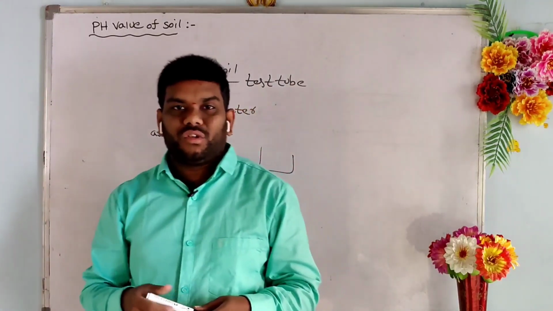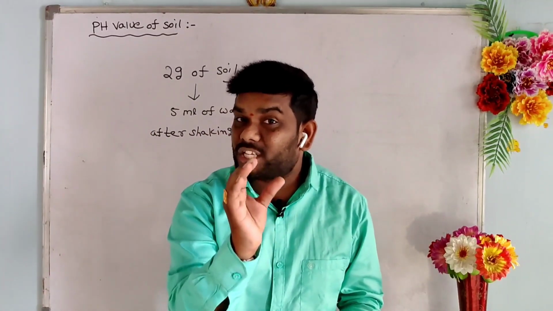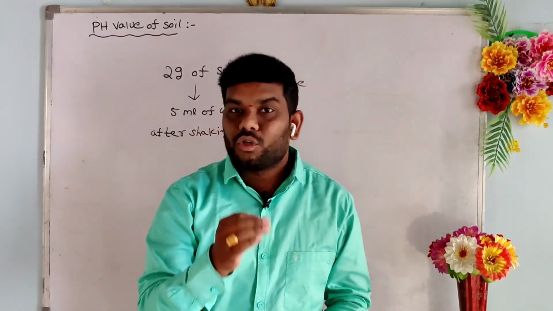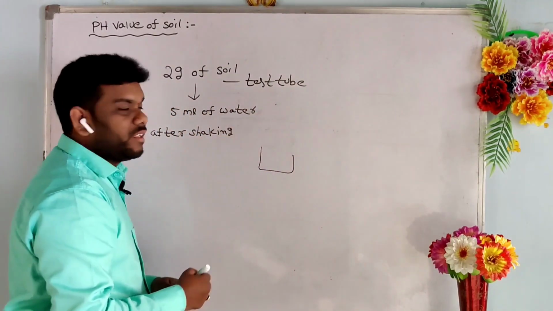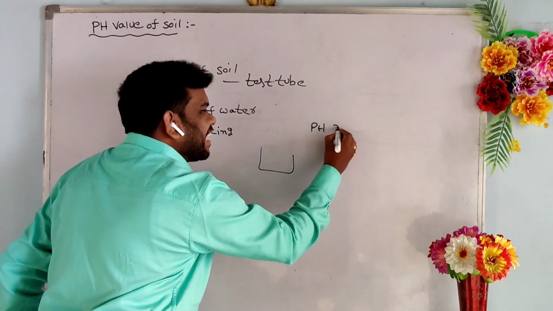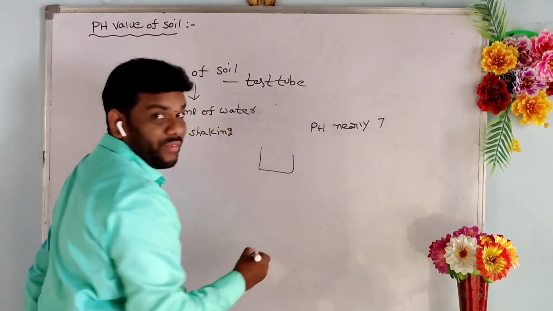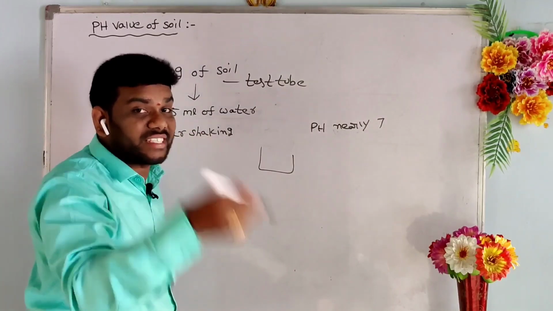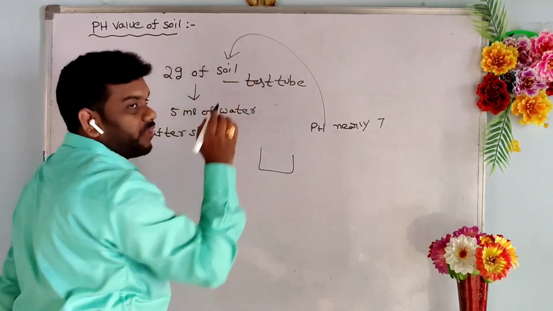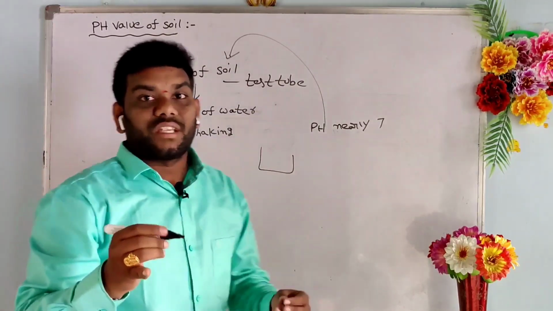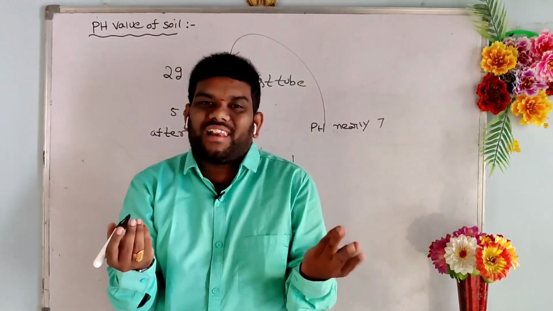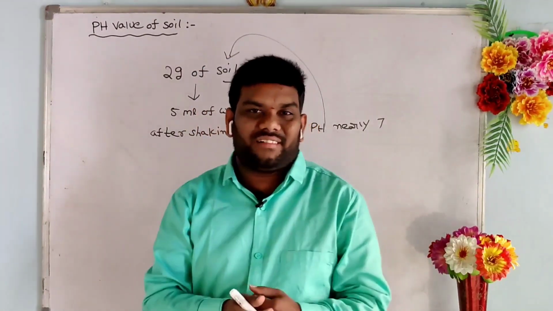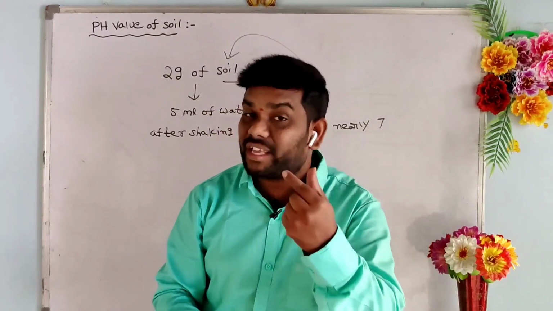How to identify? We test this filtrate of the soil using universal indicator. For example, universal indicator paper is kept into this filtrate of soil, and if the pH value is nearly 7, that soil is very excellent. That's why when the pH value is near 7, plants grow well in that soil. That is the identification of pH of soil.